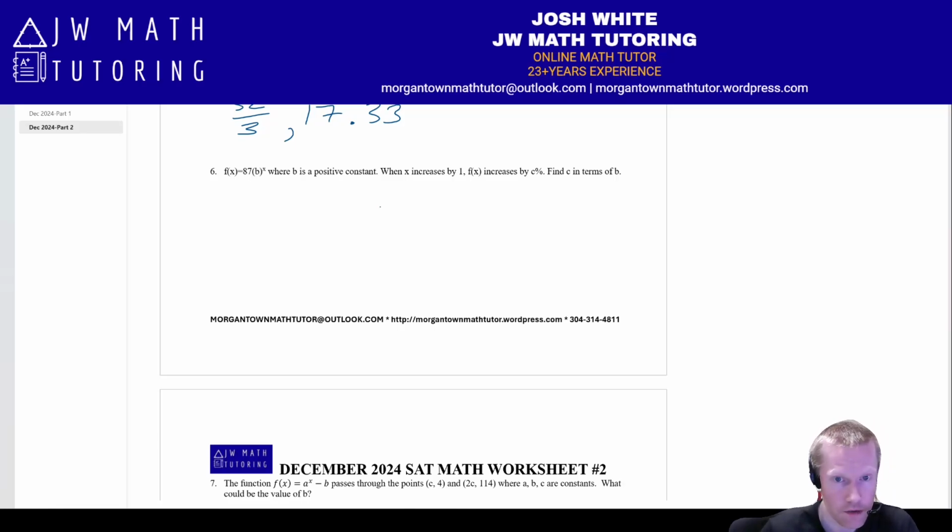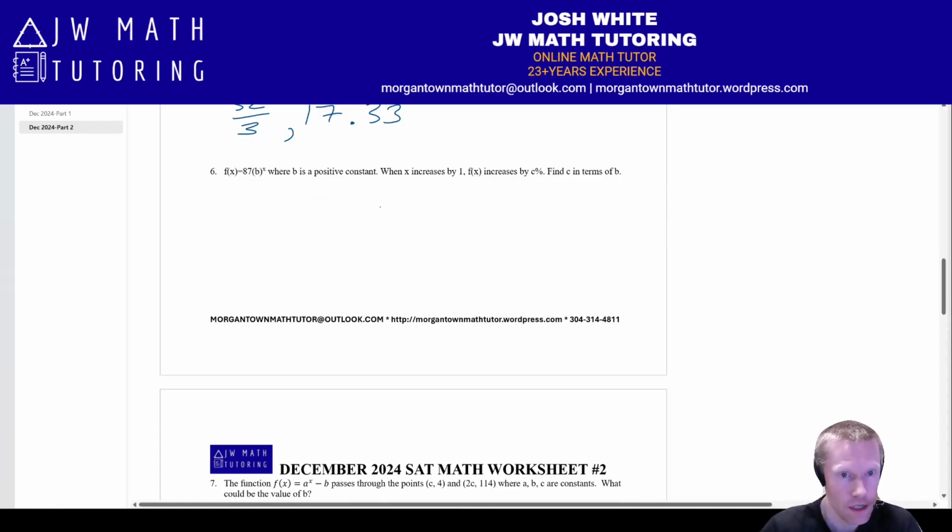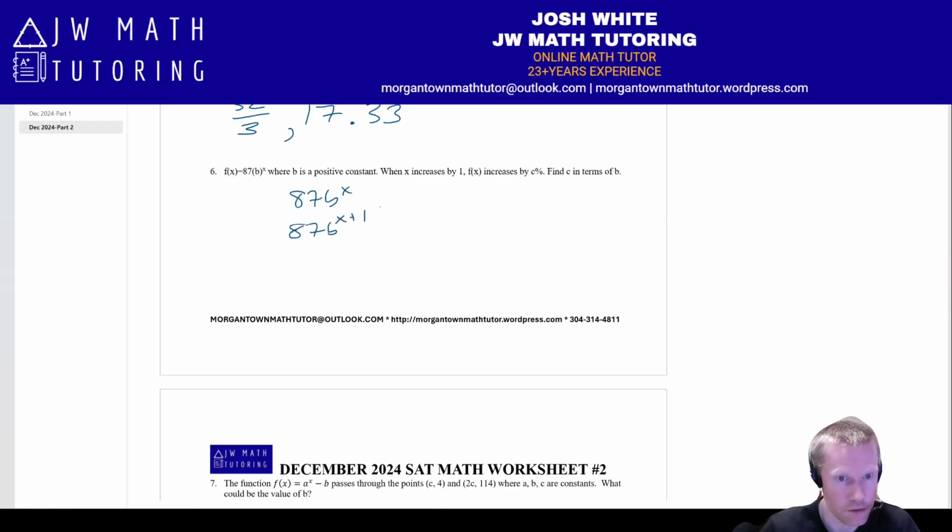So the first way is starting with x equals 0 and x equals 1 and comparing them. Or actually no, sorry, it is not doing that. Sorry, I'm getting ahead of myself here. It is taking the original function and then increasing x by 1, so just making it x plus 1, and now finding the increase. So 87b to the x plus 1, minus 87b to the x.